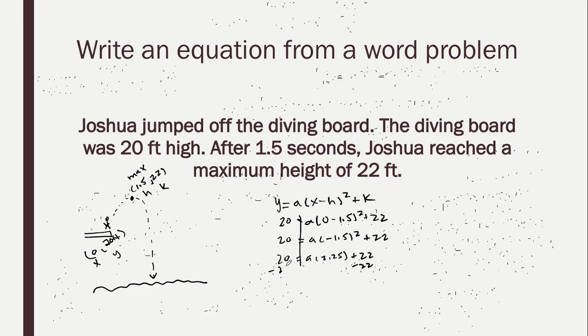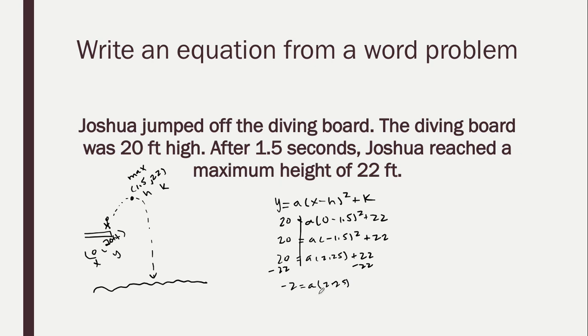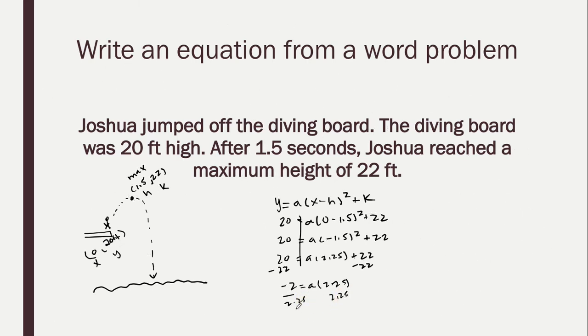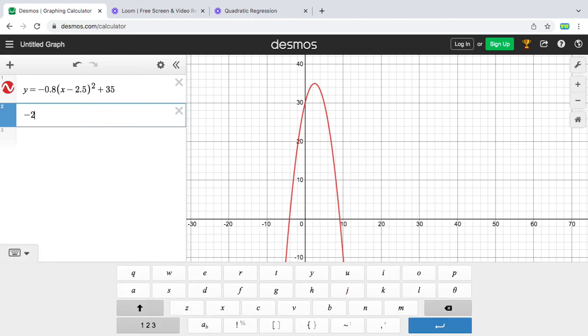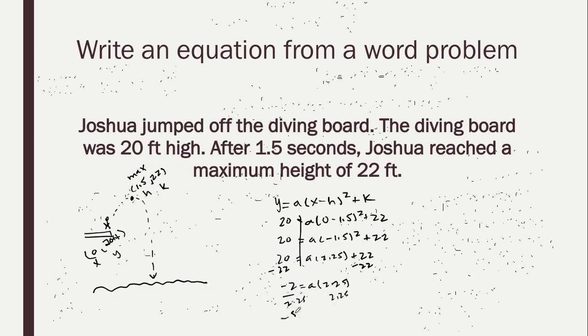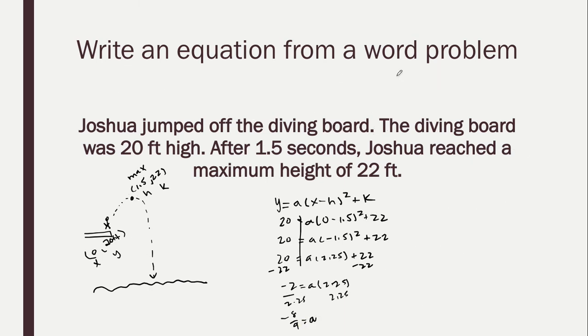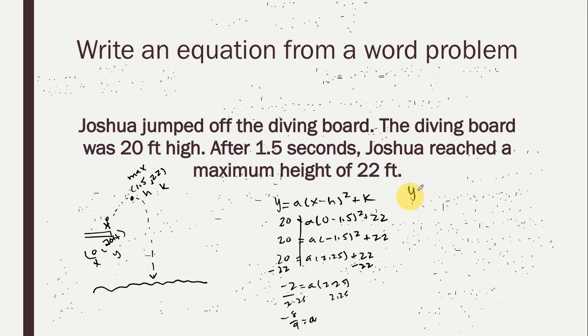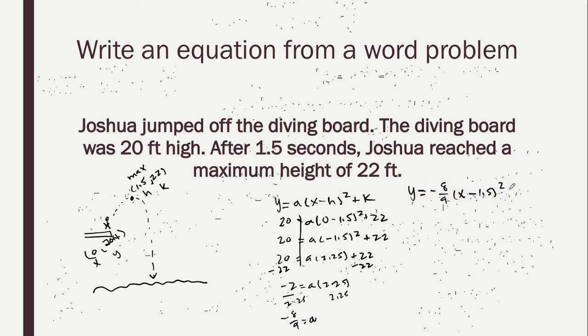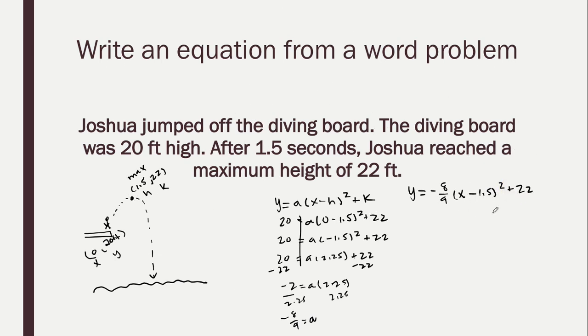Subtract 22 from both sides. Negative 2 equals a times 2.25. And divide both sides by 2.25. And that's going to give me quite an interesting number here. Negative 2 divided by 2.25. Let's just get the fraction. Negative 8 over 9 is our a value. So my equation would be y equals negative 8 over 9, x minus 1.5 squared plus 22. So there's my vertex form.